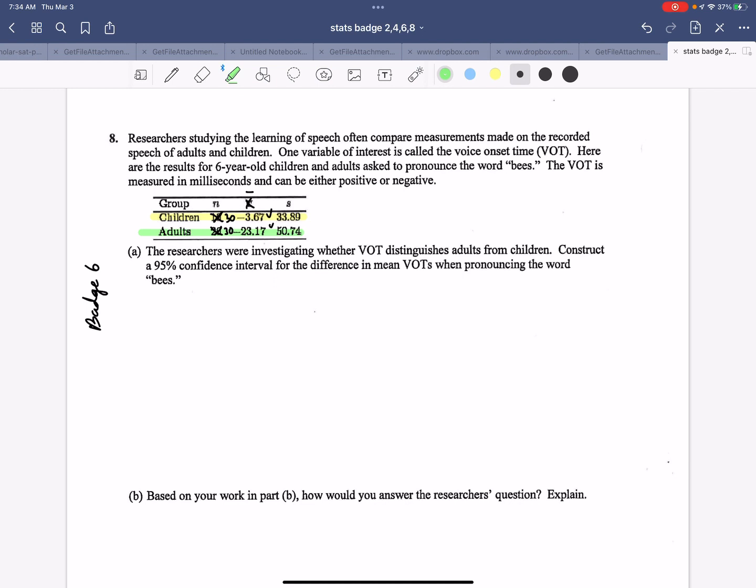So, how do I know it's a badge 6? It's because we're doing a confidence interval. So badge 5 and badge 6 are confidence interval. 7 and 8 are doing a test. So let's get to it.